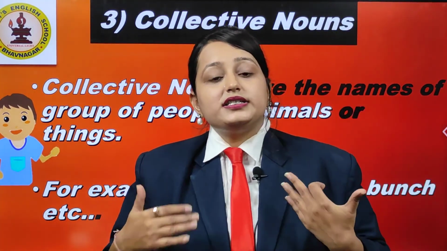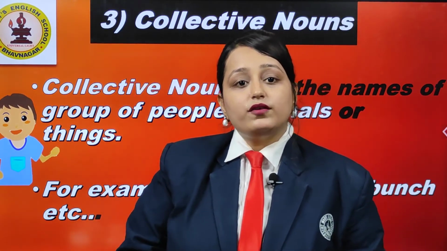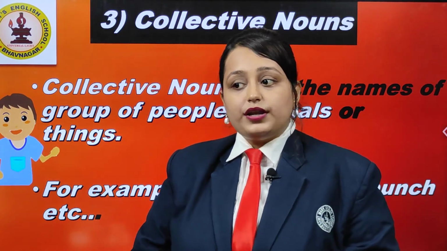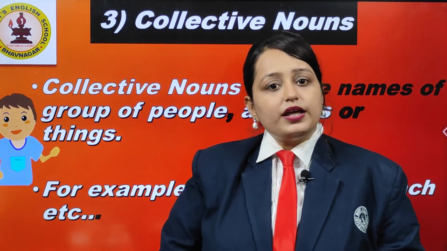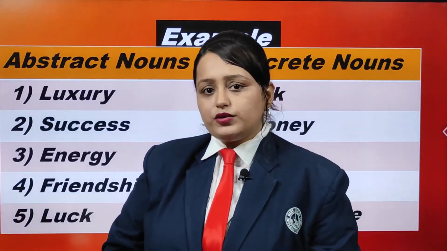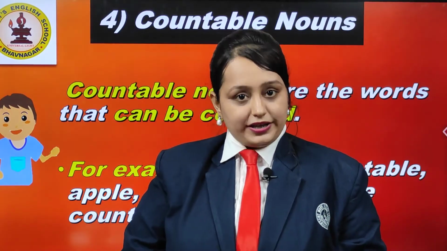Okay, let's understand what is the next type of noun. We have number 4 as countable nouns. Now what are countable nouns? Countable nouns are something which you can count. And what about uncountable nouns? Uncountable nouns are something which you cannot count, right?